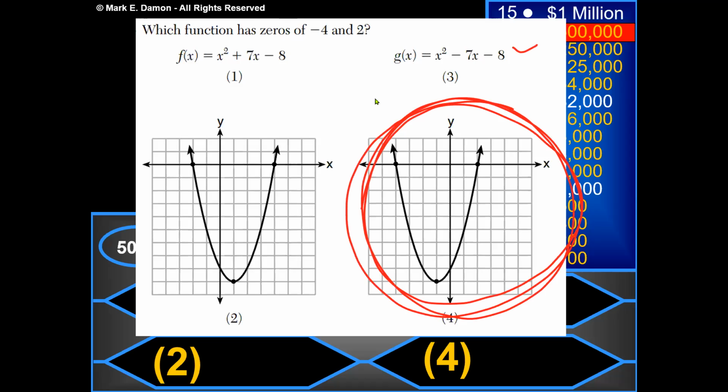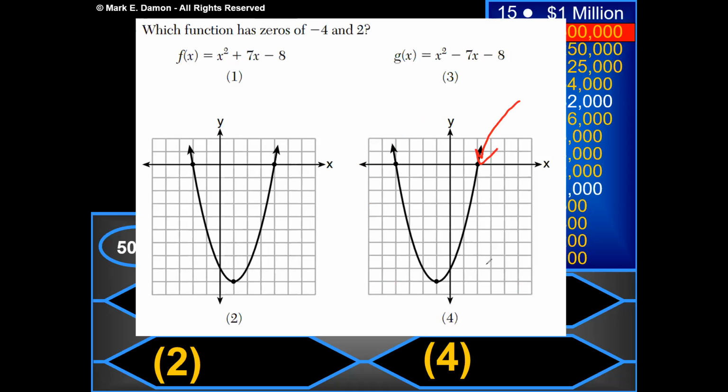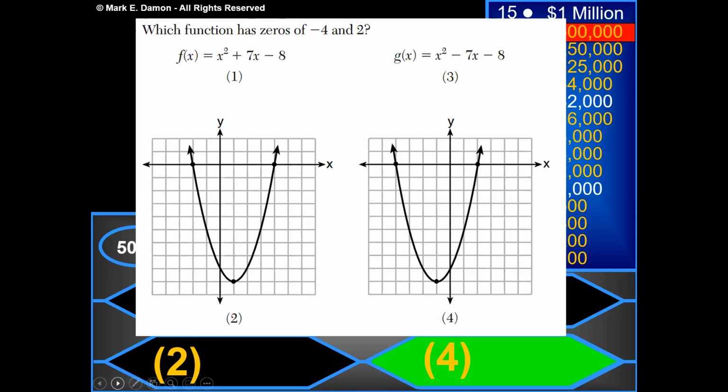I didn't even put them in my calculator to check, because I literally can see that this touches at 2 and it crosses at -4. And so those have zeros at those locations. So the answer was 4. Congrats, almost everybody got that one right. All right, here we go. That was a big screenshot, but you can see the 4 down there.